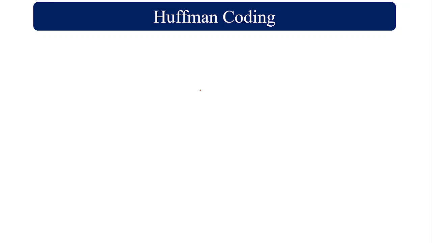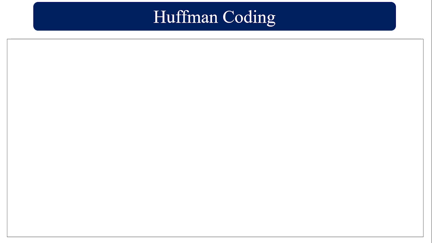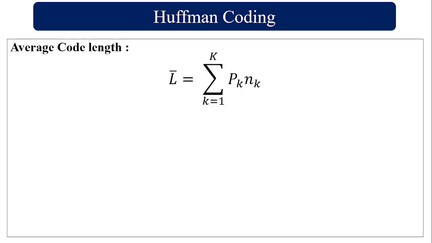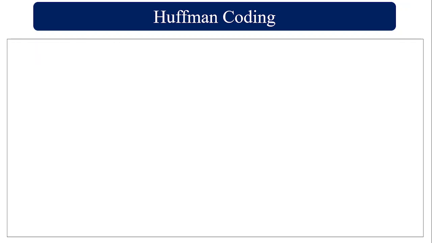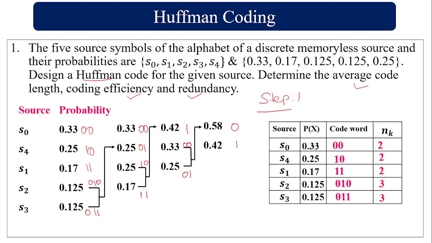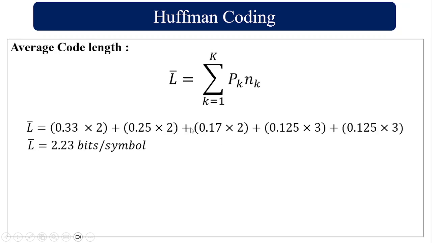How do we find the average code length? The formula is the summation for k equal to 1 to K of pk times nk, that is probability times code length. So 0.33 into 2, 0.25 into 2, 0.17 into 2, 0.125 into 3, 0.125 into 3 will give you the average code length. So the average code length is 2.23 bits per symbol.